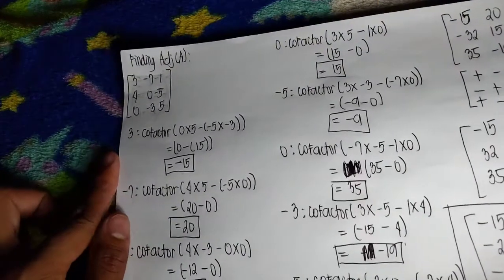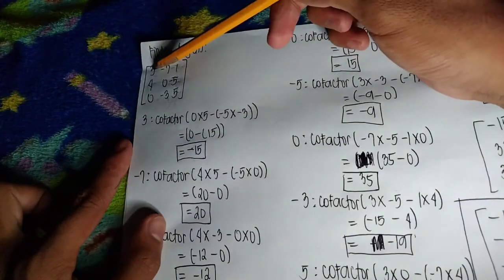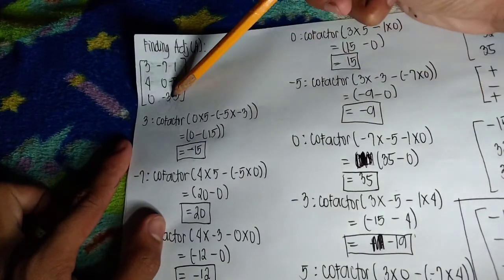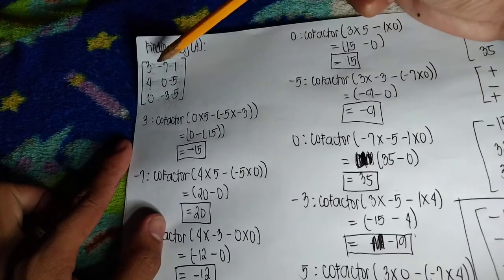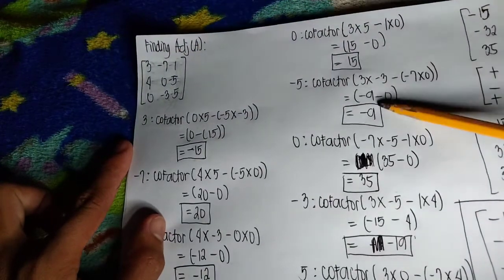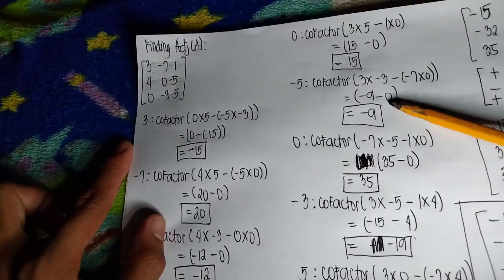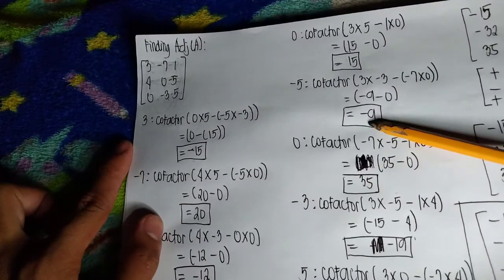And next is the negative 5. Negative 5 cover lang din. So, 3 times negative 3 yung maiwan. Tsaka minus negative 7 times 0. So, 3 times negative 3 is negative 9. Negative 7 times 0 is equals to 0. Minus 0 is equals to negative 9.